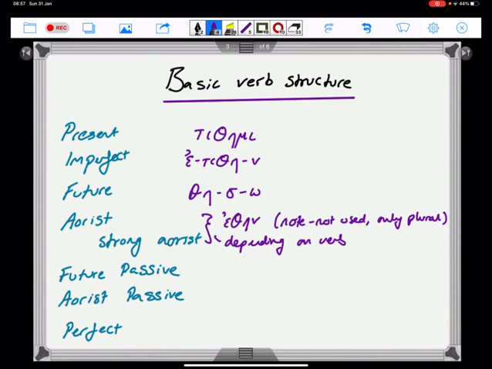Future passive, you've then got the future passive. You get your the, and then you add thēsomai in the end. You've already seen from Grassmann's law, you can't have thēth. So actually, you've then got to change that so that it's tēth. And the future passive is tethēsomai. Aorist passive, you've got your augment. And then the same thing as the future, because you're adding thē to the. So you're going to have etethēn.